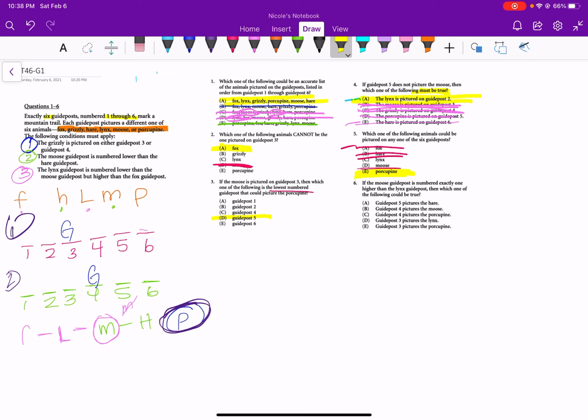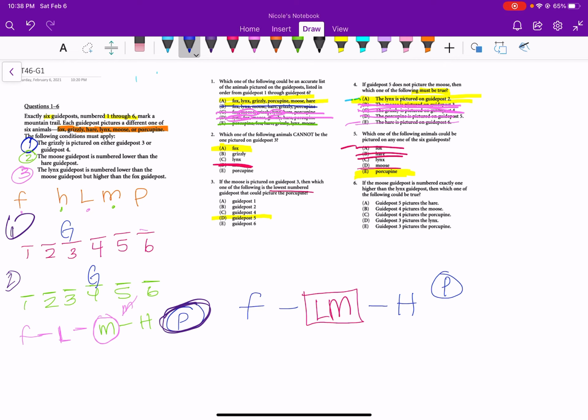All right, and then lastly, number 6. If the moose guidepost is numbered exactly 1 higher than the lynx's. Okay, so that means that L and M are right next to each other. But remember, we still have our other rules that we have to consider. So we still have F ahead of this, and we still have H behind this, and we still have P. Which of the following could be true? So what this is getting at is where can this L and M fit?